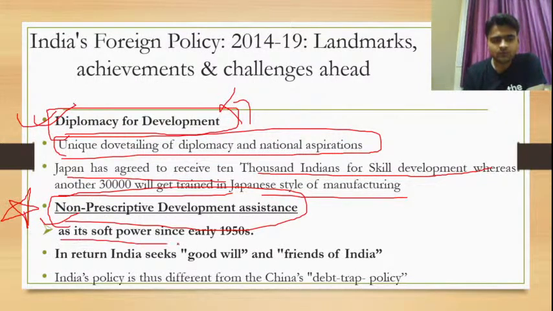Okay, then how it is being done, as you know, it's soft power since the early 1950s.